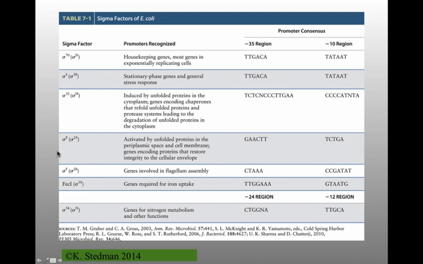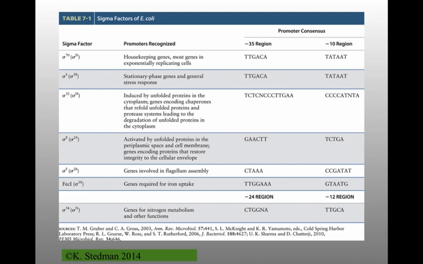And again, the sequences here are not critical, but what's important is that the minus 35 region has a very different sequence here for sigma 32 than it does for sigma 70. And the same thing is true for the minus 10 region. So same polymerase, different sigma factors can bind to these different promoters under different conditions. And this is just shown as a cartoon form here.